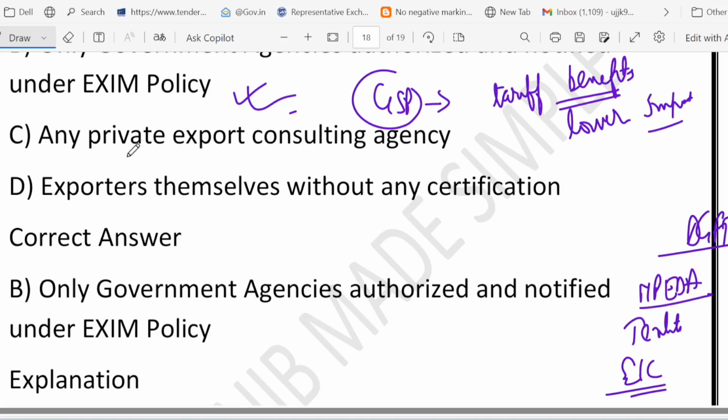Option C says any private export consulting agency. Again, this is wrong. Private consultants may help exporters with documentation, but they cannot officially certify origin. And option D says exporter themselves without any certification. Definitely wrong. If an exporter self-declares without government certification, foreign customs will deny the preferential tariff benefit.